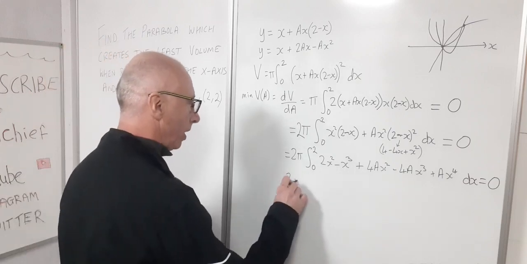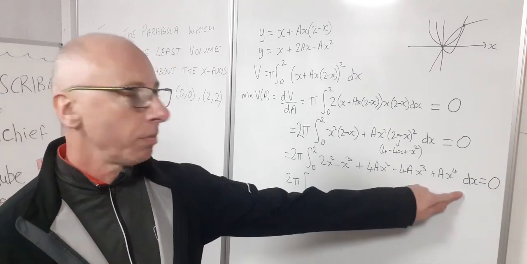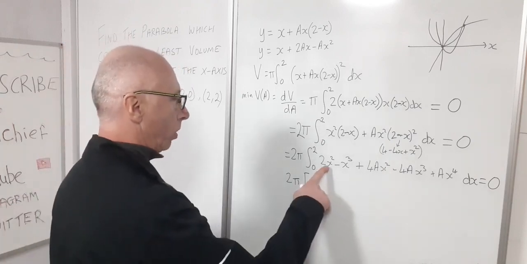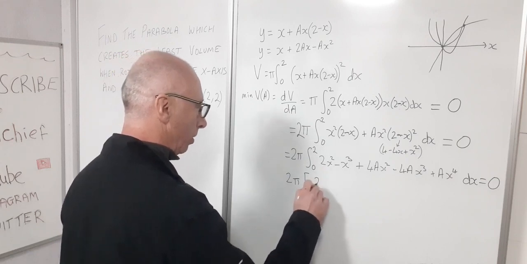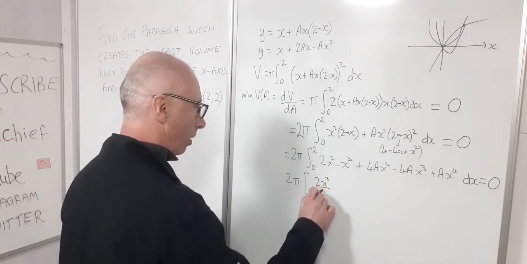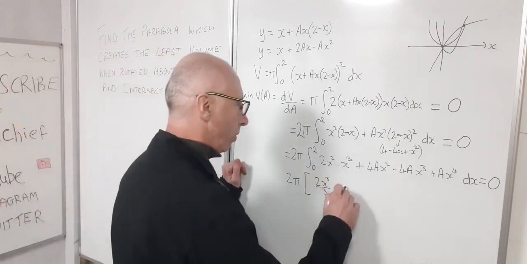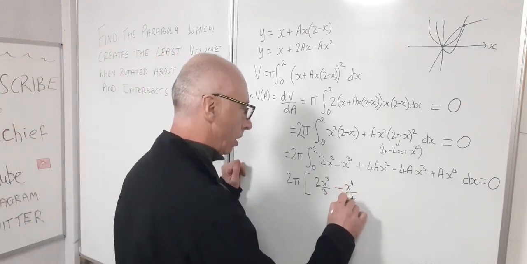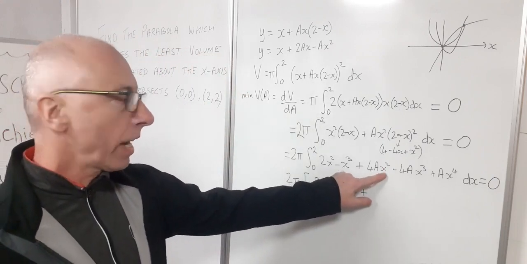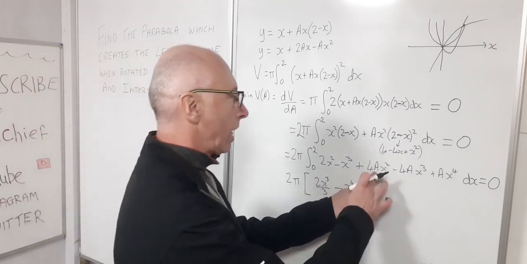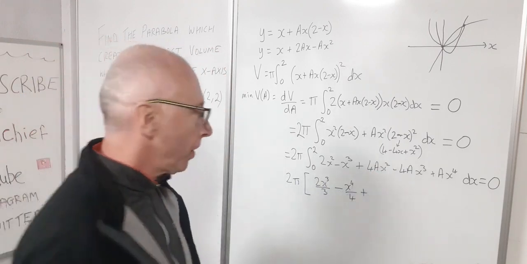So we've got 2 pi, and then integrating all of this with regards to x, this will become x cubed divided by 3, multiplied by 2, so that's 2x cubed over 3. X cubed, that's just x to the 4 over 4. This one is 4ax squared, but what I'm going to do is, as a is my goal, I'm going to factor out the a in this part of the integral.